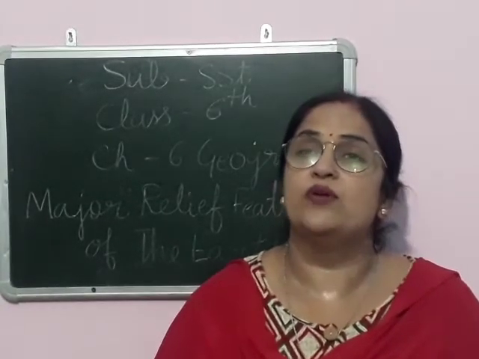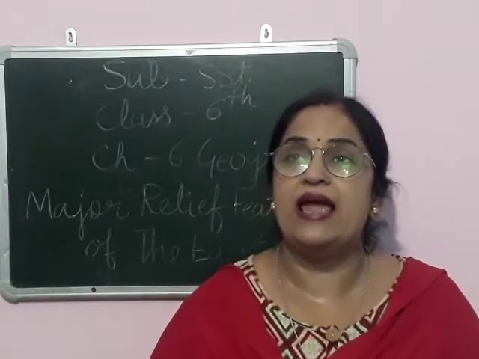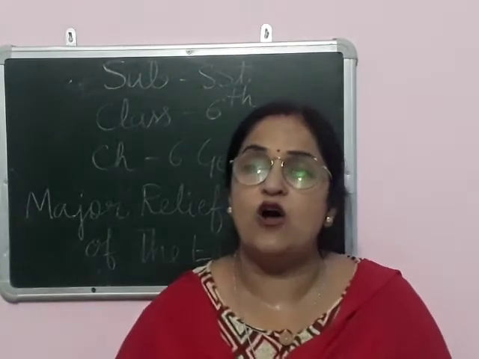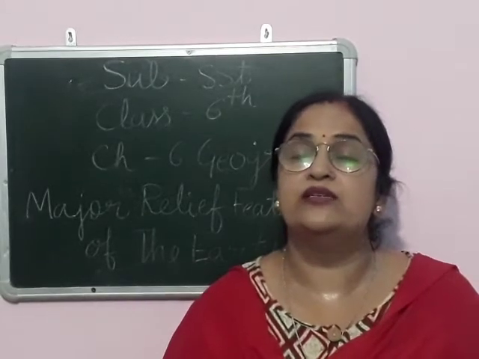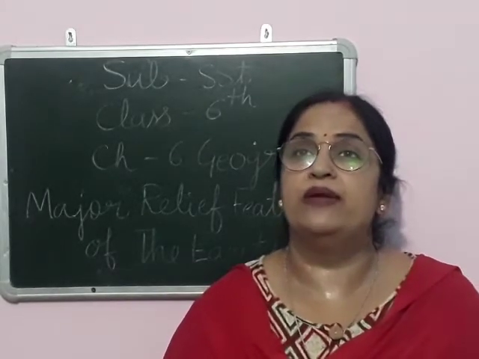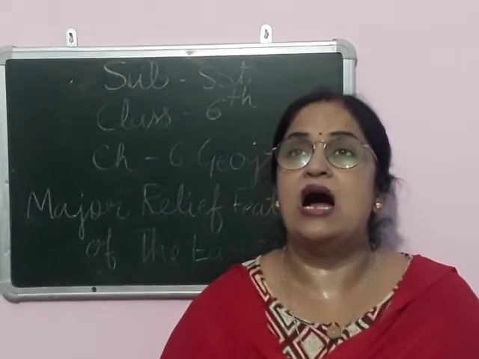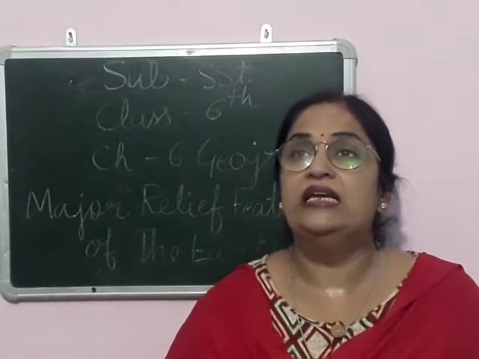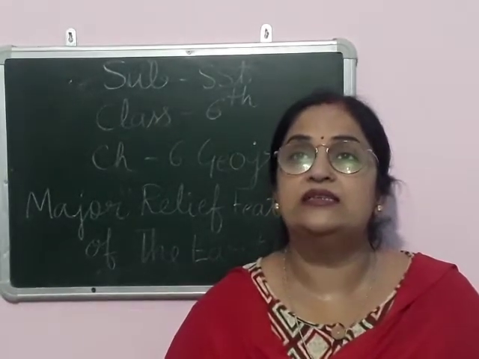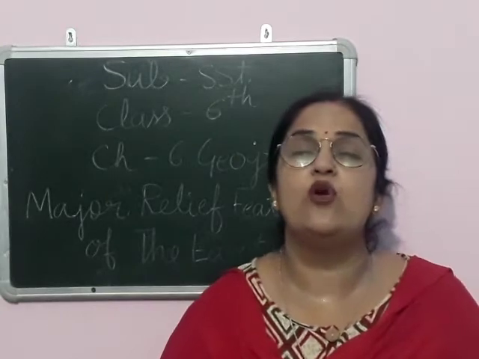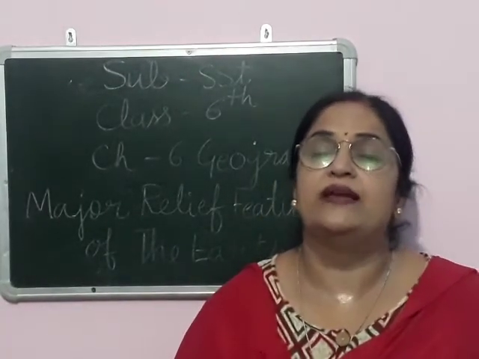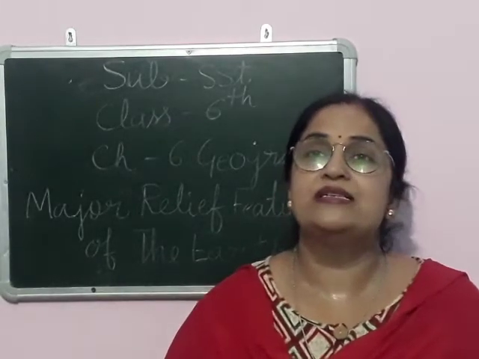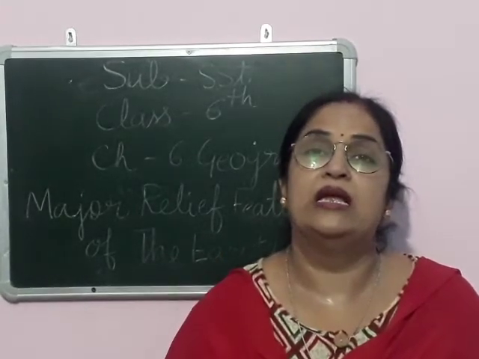These are examples of fold mountains, and these mountains were formed 60 million to 2 to 3 million years ago, which is considered very recent in Earth's history. So they are known as young fold mountains. Now, the second type of mountain is the block mountain.